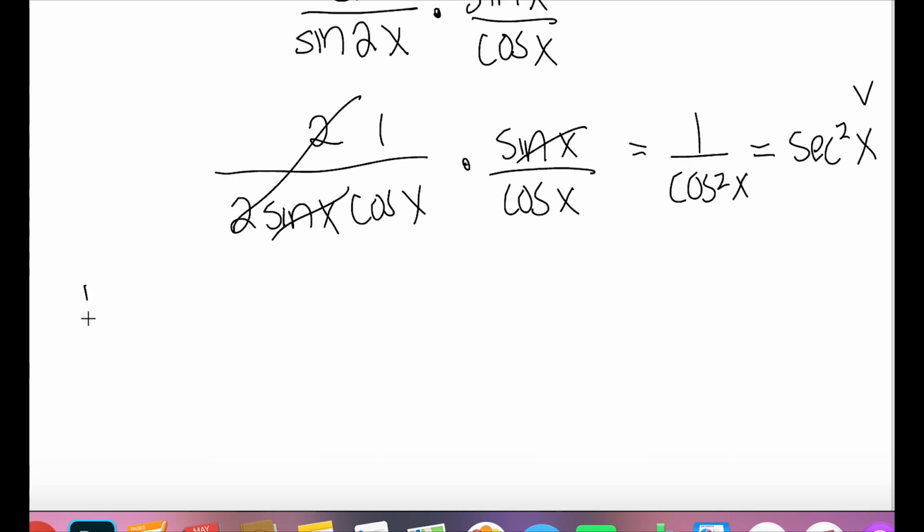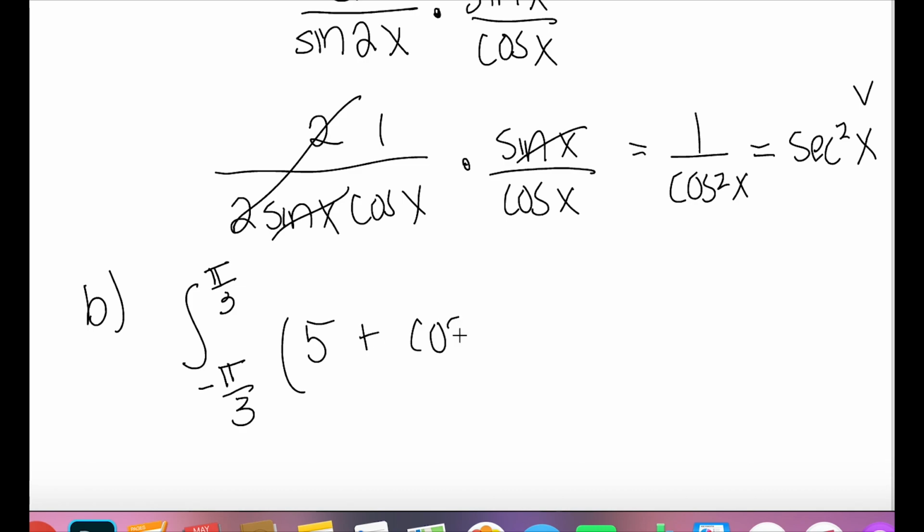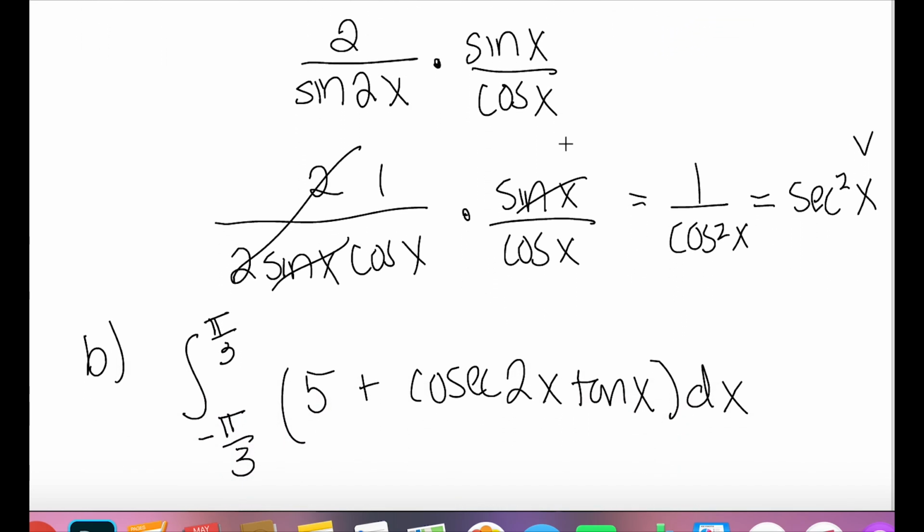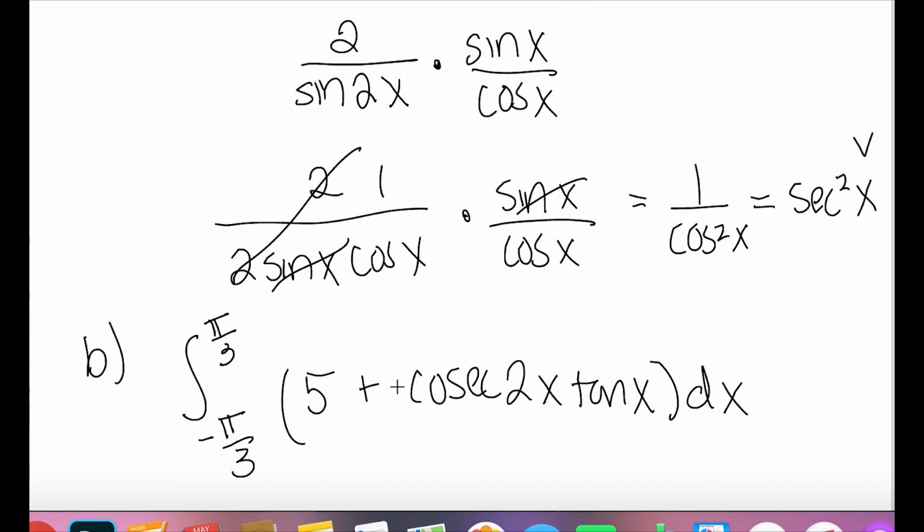Then it will ask you to integrate. Here it's between pi over 3 and negative pi over 3. We're going to integrate 5 plus cosecant 2x tan x. Now be careful with these problems. Secant squared x equals 2 times cosecant 2x tan x. This is only 1 times cosecant 2x tan x.